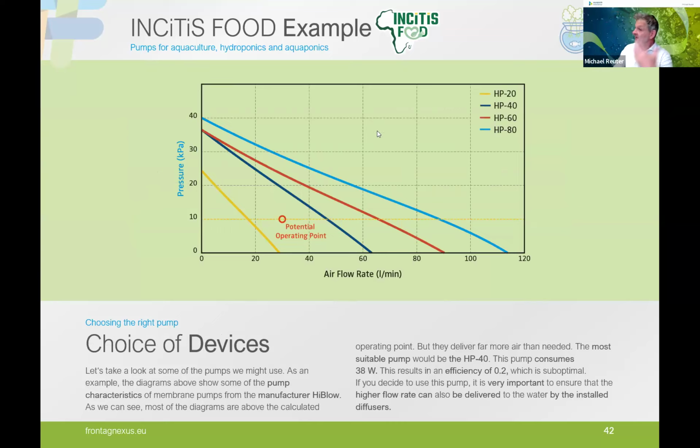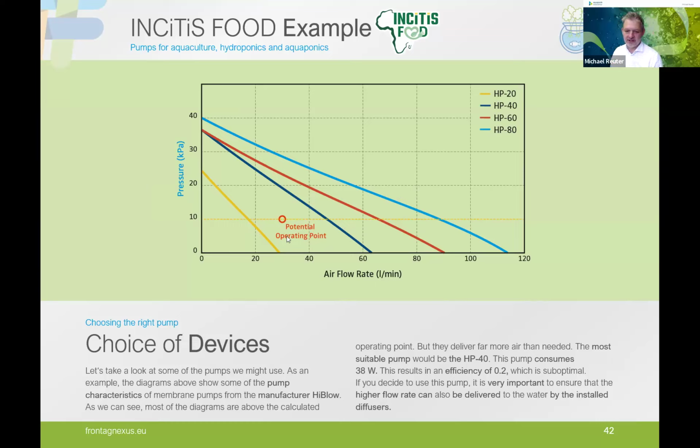So if we're again looking at a couple of different air pumps that we could probably use, we calculated a value of 10 kilopascals that we would have as pressure loss in our system. And then if we look here at the different air pumps, we see that the yellow one, the HP20, delivers not enough airflow at this pressure, but the three others would be usable, but all of them deliver a little bit more than we actually need.